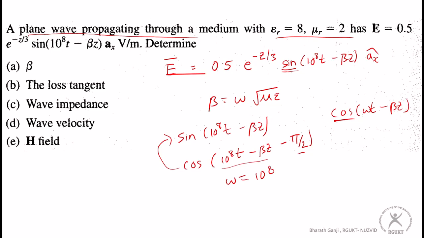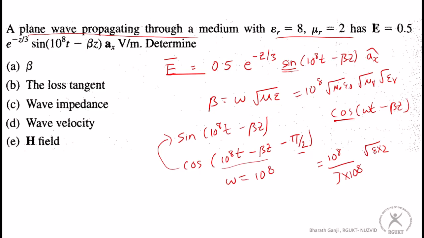and the question asks for beta. So beta is omega into square root of mu naught epsilon into square root of mu r and square root of epsilon r. So that gives you square root of 16, that is a 4. So we get an answer of beta, to solve this problem, as 10 to the power of 8 divided by 3 into 10 to the power of 8 into square root of 8 into 2. So you need to solve this one.